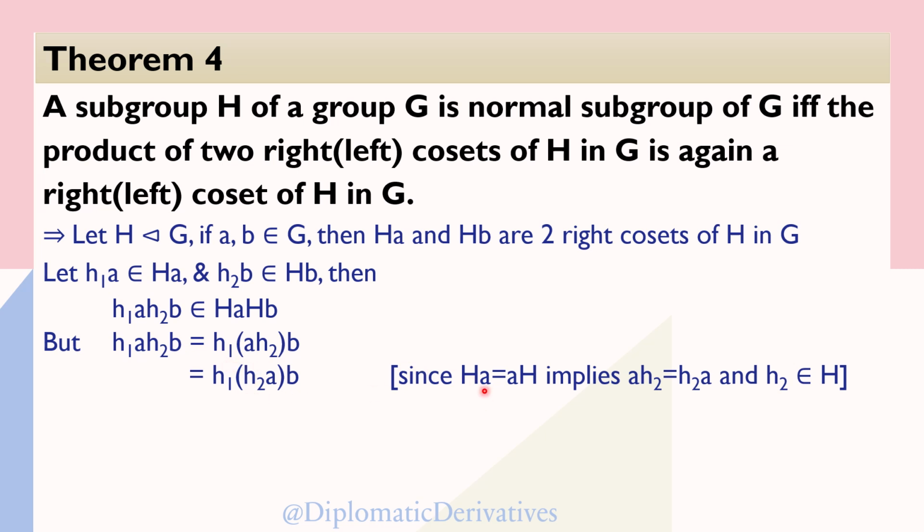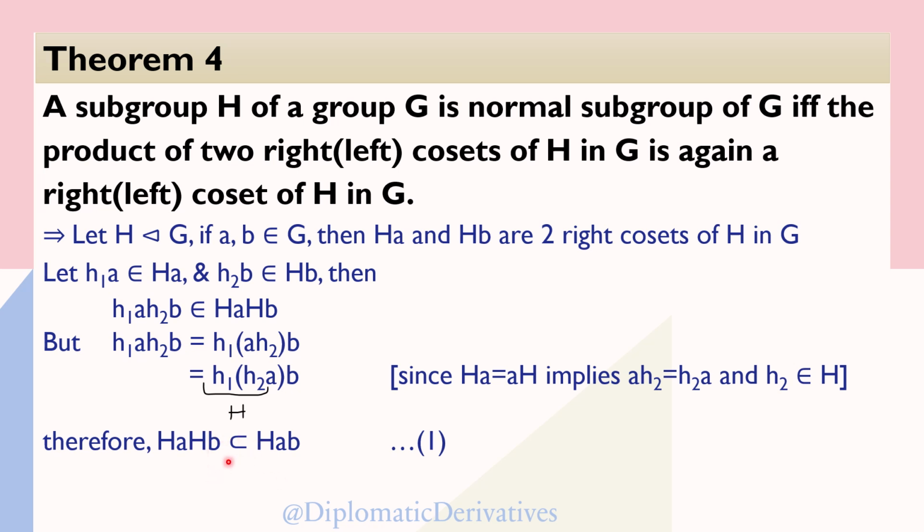Why? Because H is a normal subgroup of G, and what is the condition? The left coset is equal to the right coset, so Ha will be equal to aH. Since Ha is equal to aH, the element of this will be equal to the element of that. So the element a h2 will be equal to h2 a, according to the concept that the left coset has to be equal to the right coset. So you can write a h2 as h2 a. Now h1 and h2 are part of the subgroup H, because from H you're making the cosets. So h1 h2 can be written as h, and you can write h in place of h1 h2, with ab as it is.